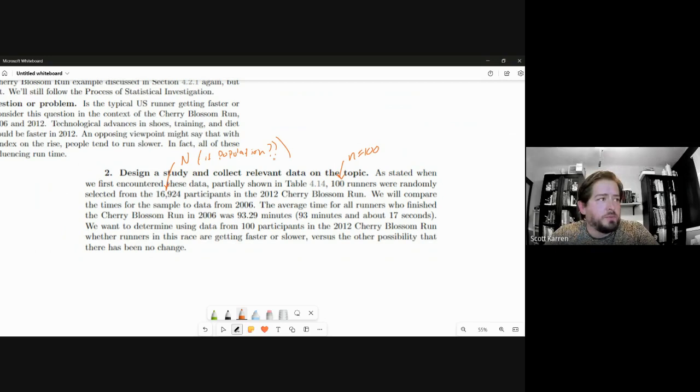But we will compare the times for the sample to data from 2006. The average time for all runners who finished this run in 2006 was 93.29. So that is the first average that we had, 93 minutes and about 17 seconds. And we want to determine, using data from the 100 participants of that run in 2012, whether runners in this race are getting faster or slower versus the other possibility that there has been no change.